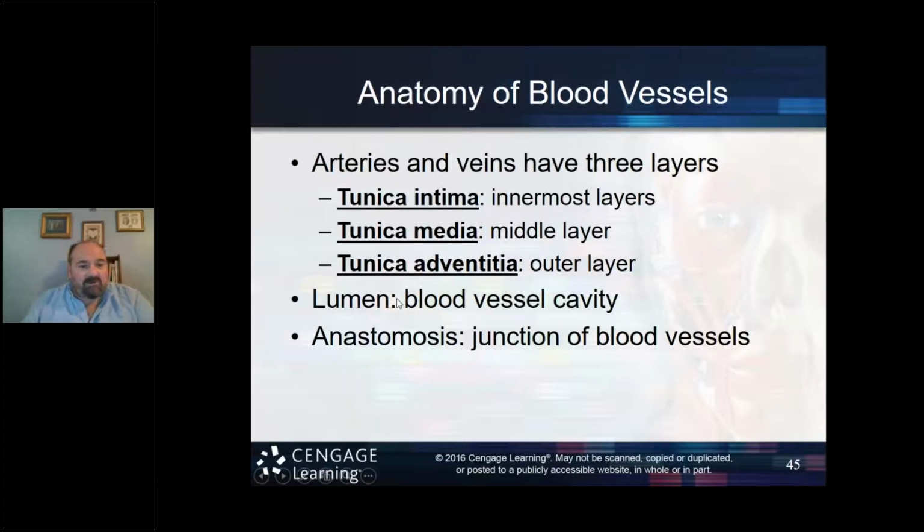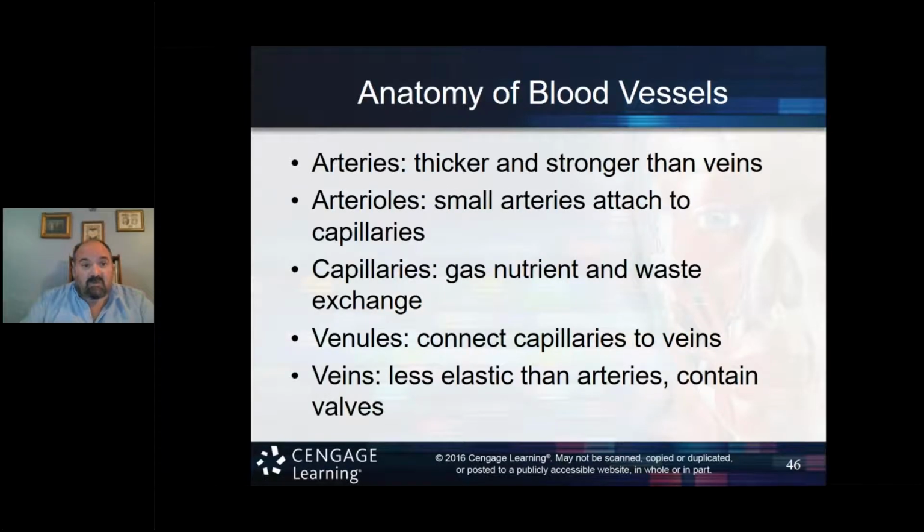And the lumen, we know that lumen is just the cavity where we're going to have the blood flowing through. Okay. And anastomosis, junction of blood vessels. That's also a good term that you know. Arteries, veins, capillaries in between. So the capillaries really, it's going arteries, arterioles, capillary, venules, veins, right?